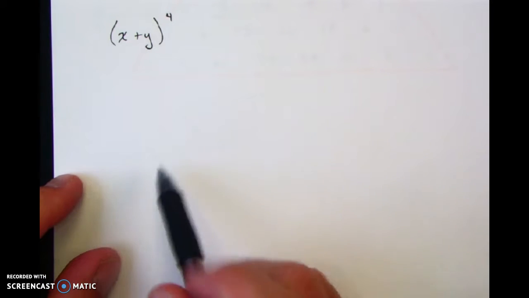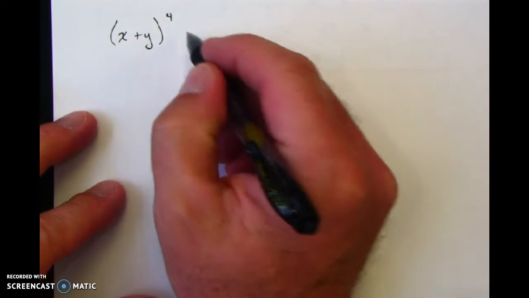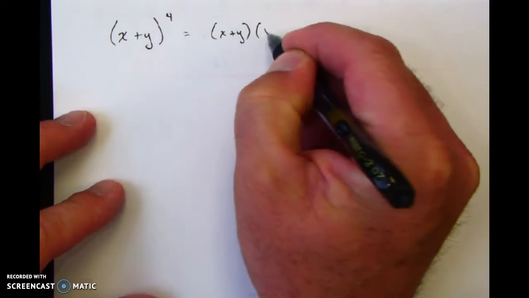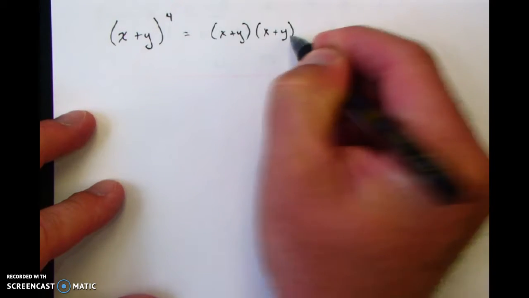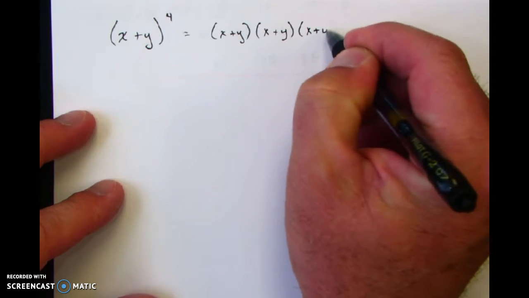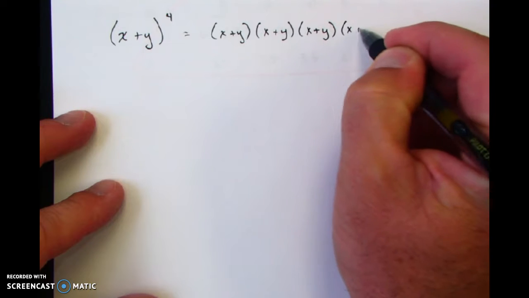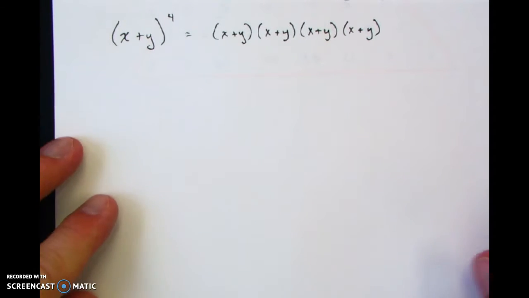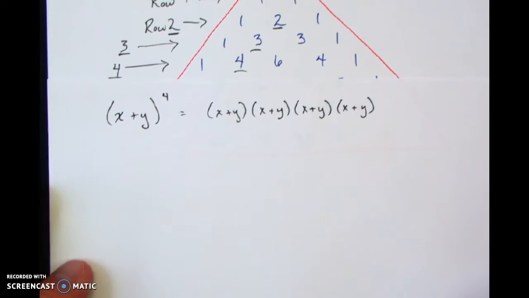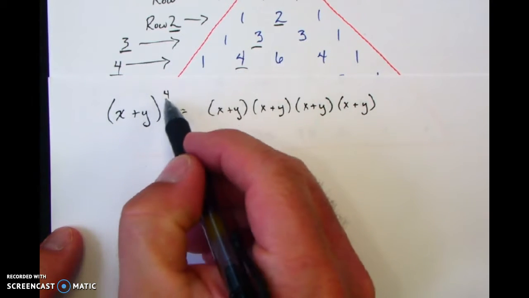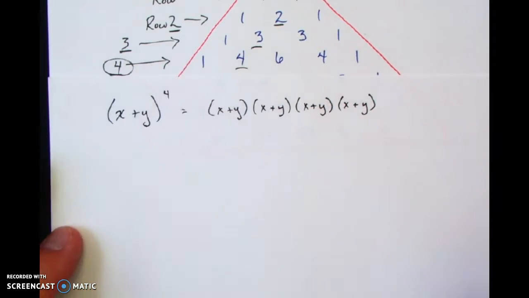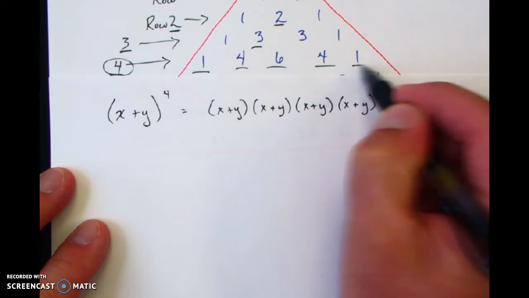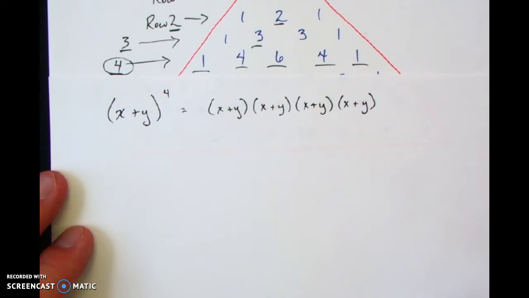quantity of x plus y and we're raising it to the 4th power. Now what this means is we have x plus y times itself 4 times. Now rather than FOILing this out, because we're going to get more complicated problems than this, we can use Pascal's triangle to help us with this. So here we have an exponent of 4, so I'm looking at row 4, and this is telling me my coefficients for each of these terms.